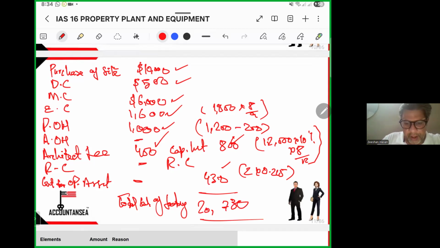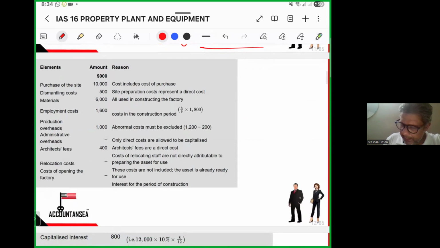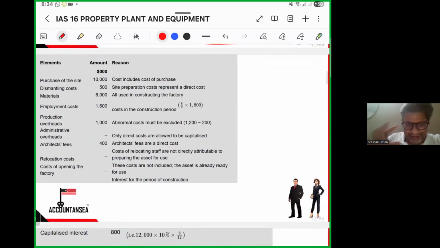Right. So far, so good. And I hope it is clear to you guys. I have also given you a more readable solution over here as well.